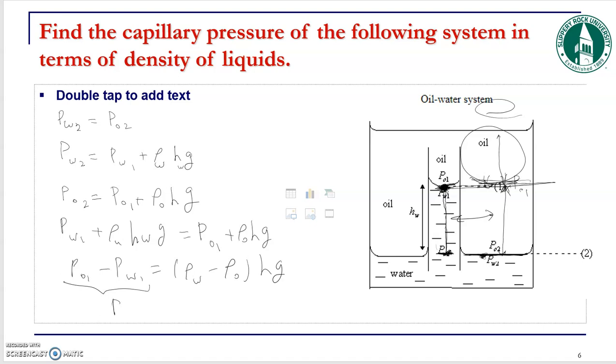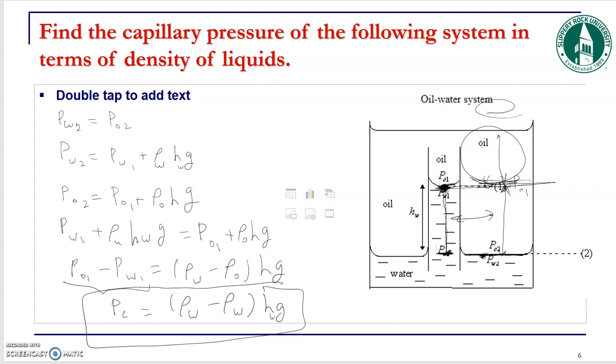Therefore, you can say that capillary pressure is equal to the density difference of oil and water multiplied by the height of the water inside the capillary multiplied by gravitational acceleration. This is another important equation. So if you have two phases and you have submerged the capillary tube inside, which is very close to what we have in porous media, this is how you calculate the capillary pressure.